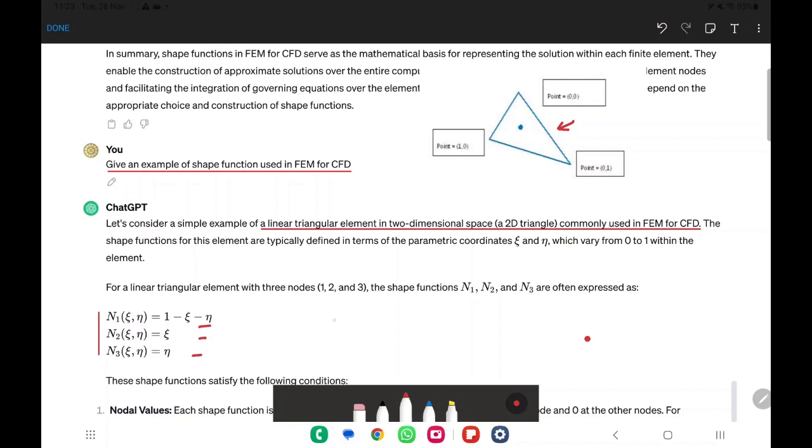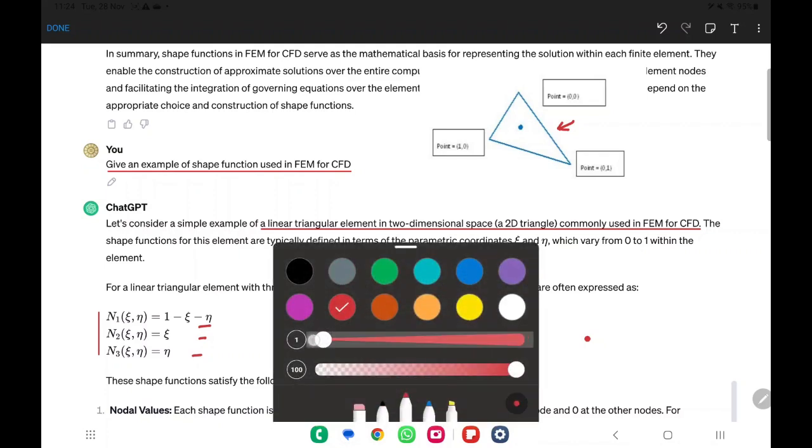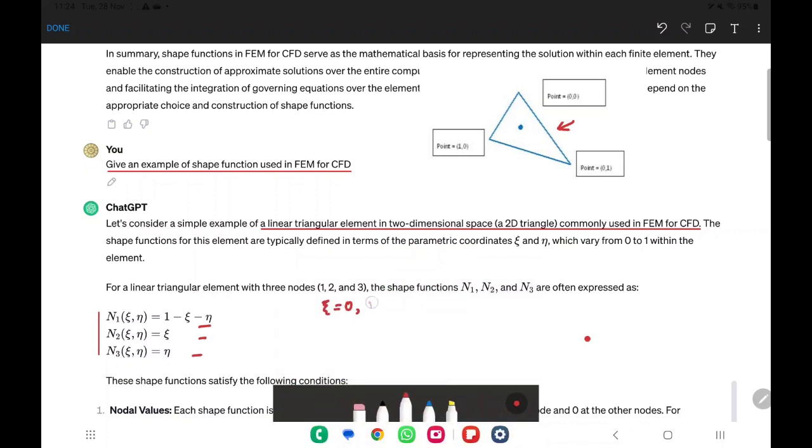And if you just see that, you can find the value. Suppose you want to find the value at the point where the value of xi is 0 and the value of eta is 0. So when xi is equal to 0 and eta is equal to 0, this point becomes your 1. You can say this is your A point. Similarly, when xi is equal to 1 and eta is equal to 0, it becomes the B point. And similarly, when xi is equal to 0 and eta is equal to 1, this becomes the C point.